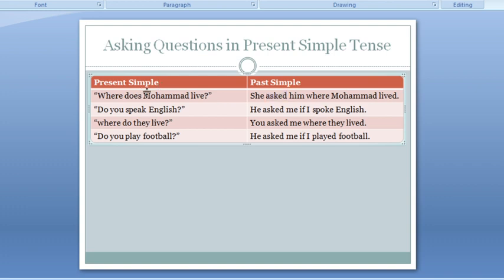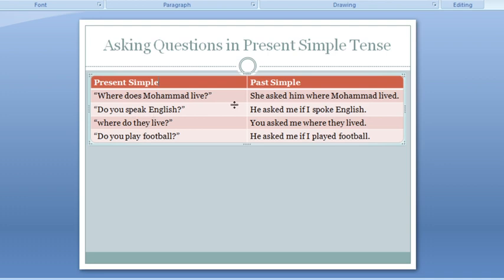The first structure you can see: "Where does Muhammad live?" in inverted commas. Then we can say he or she asked him, because she asked somebody, where Muhammad lived. As you know that we are changing into the past simple, so "live" will be changed into "lived." Lived is the second and third form of the past simple. So here we're going to use the second form. She asked him where Muhammad lived.